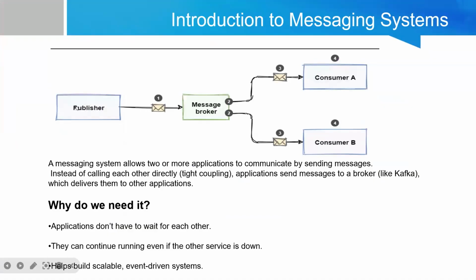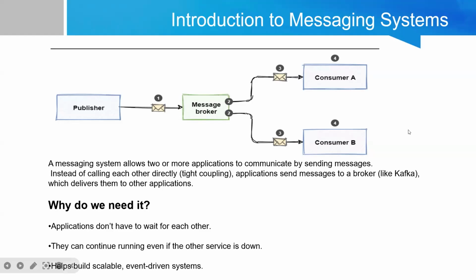We will be having a publisher, and we will be having the consumer. The publisher actually sends the information through the message broker. Here the message broker is Kafka. So let's say you are the publisher, or the customer is the publisher, and sends the data via the message broker. Then you will be having multiple consumers.